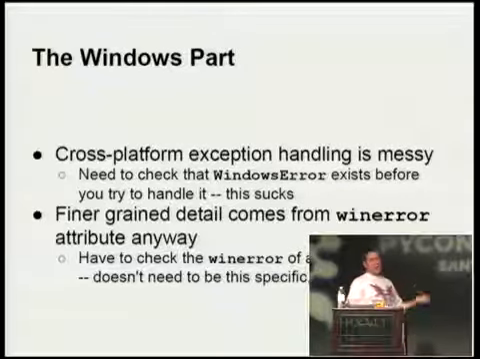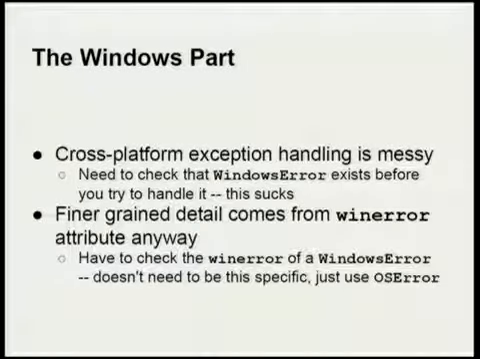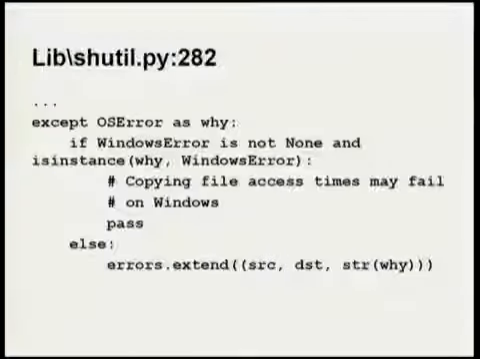So the Windows part is, if you ever want to handle WindowsError in some cross-platform code, you have to make sure WindowsError exists, do a couple of dances, which kind of sucks. You also have to look at WinError anyway, which is also an OSError. So it removes this needless distinction. Here's an example in the standard library where this exists, handling OSError, which could actually be a WindowsError, and then doing something special with it, and also doing some other stuff.